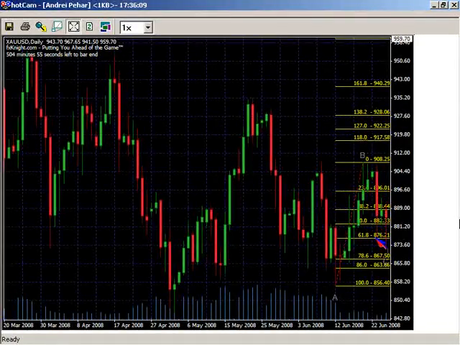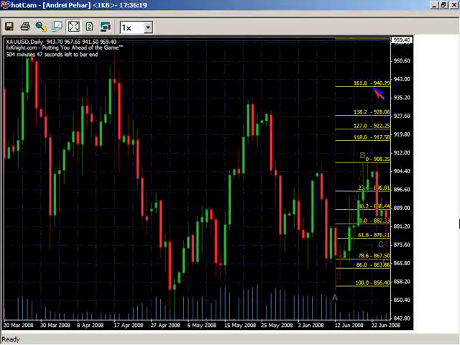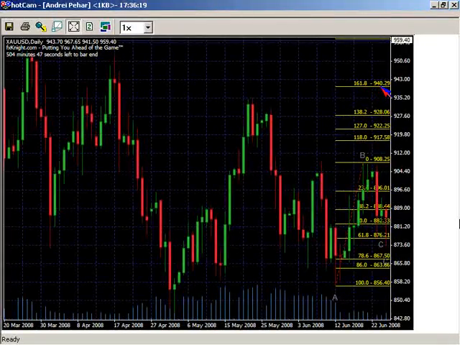So in this case, the retracement to 61.8 tells me the target is likely to be around 161.8. Or in other words, 940.29. So that's where I would place my point D.